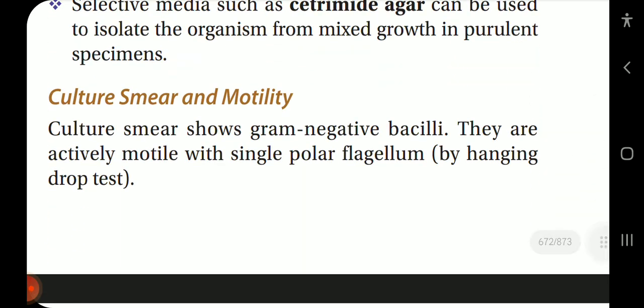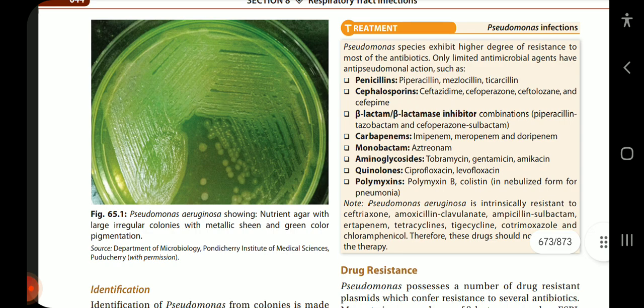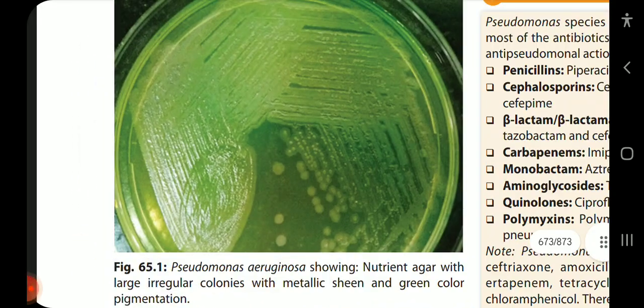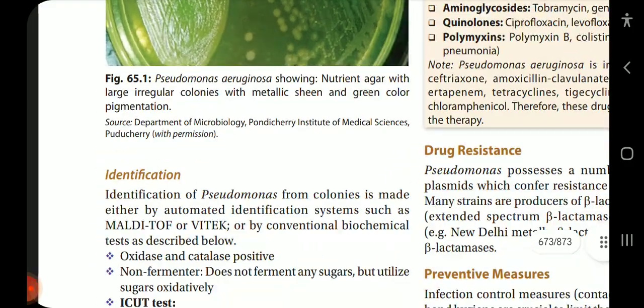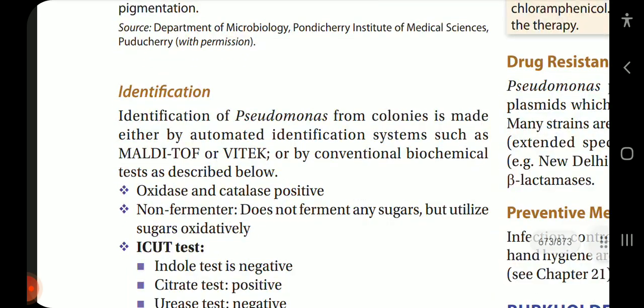Now the culture smear and motility. Culture smear shows gram-negative bacilli. They are actively motile with a single polar flagellum. By hanging drop test, it can be seen. In this figure, we can see the Pseudomonas aeruginosa colonies. Nutrient agar with large irregular colonies with metallic sheen and green color pigmentation are characteristic of Pseudomonas aeruginosa colonies.